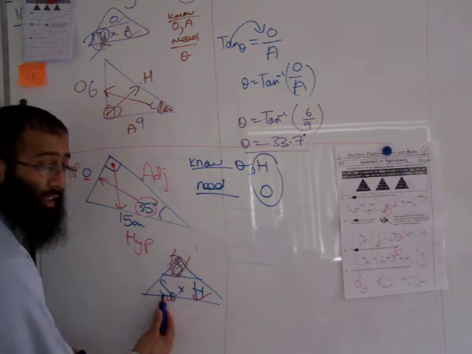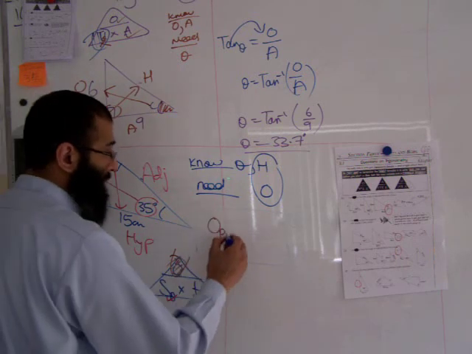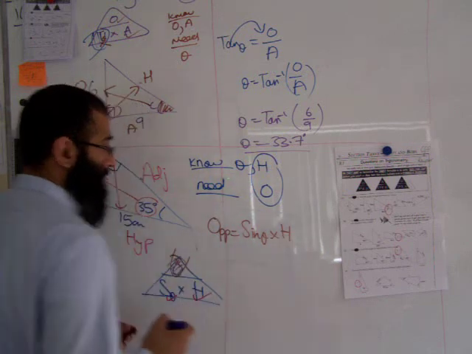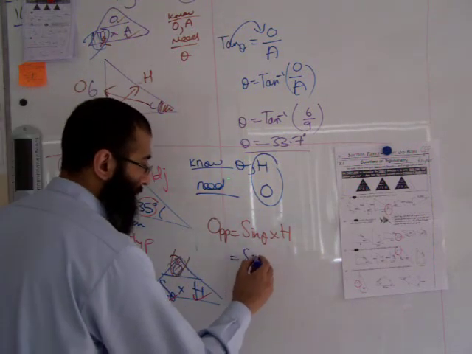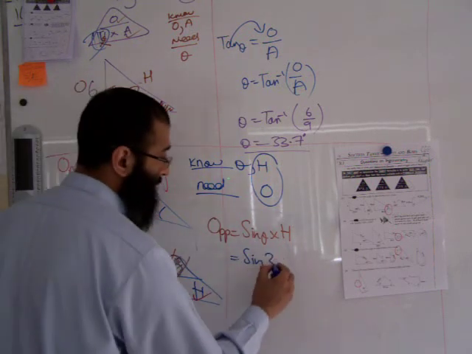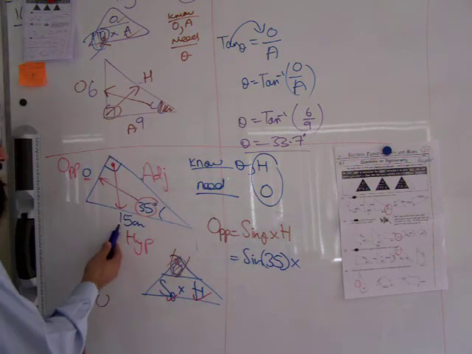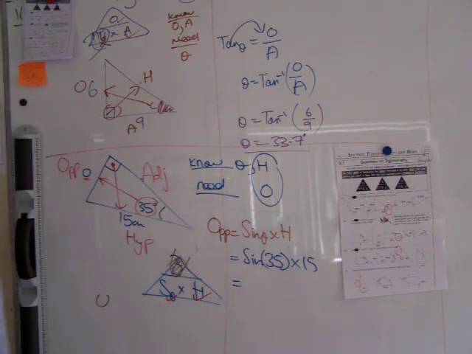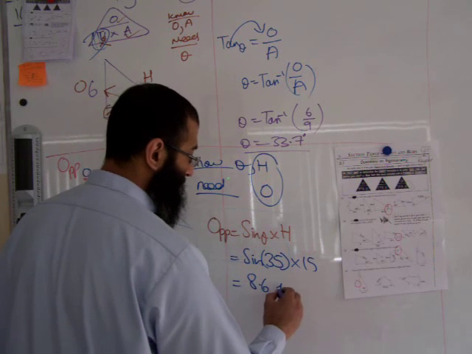So the opposite is equal to the sine of the angle times by the hypotenuse. Okay, let's put the values in. It's the sin of which angle? 35. And the hypotenuse is 15. And that gives us an answer of 8.6 to 1 dp.